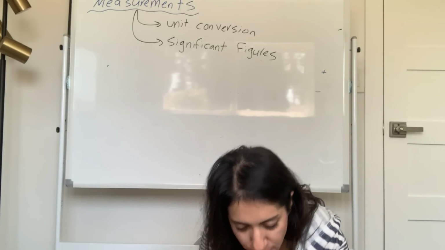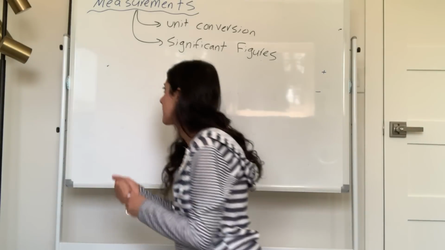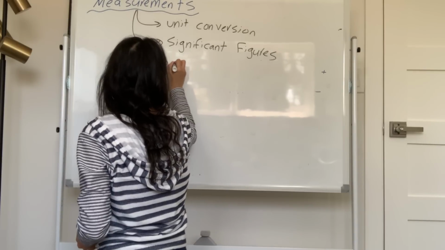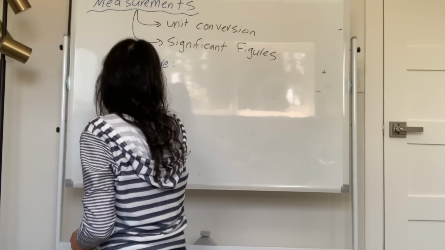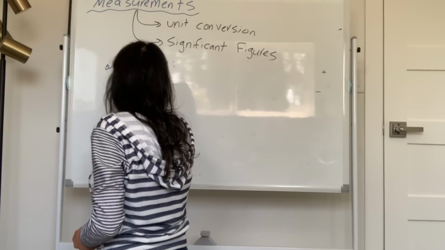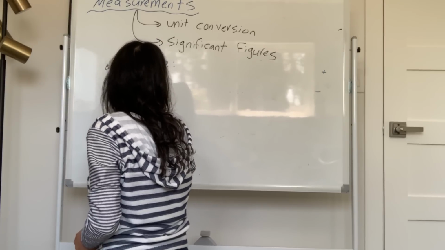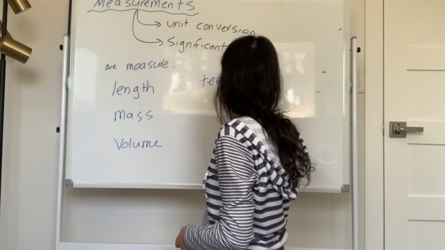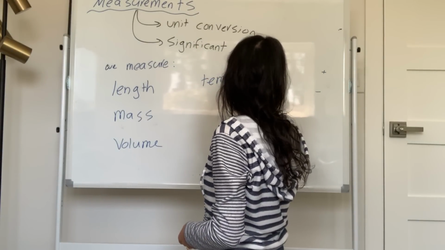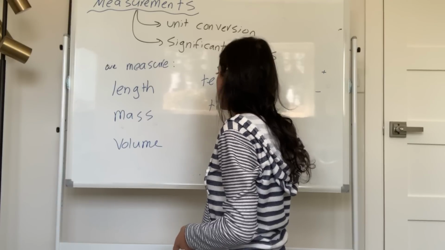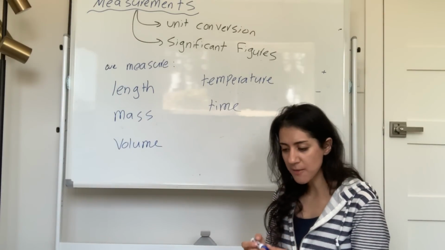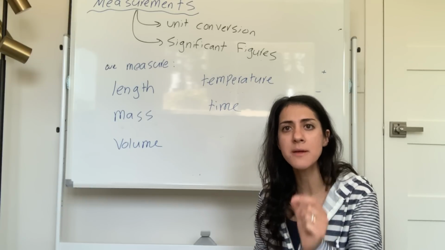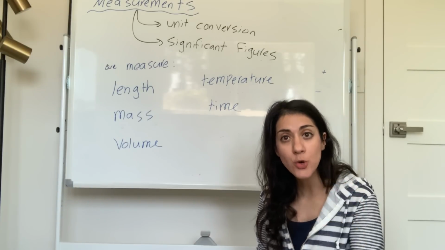There are 5 things that we measure on a daily basis. And again, shout it out to me, even though I can't hear you. We measure length. We measure mass. We measure volume on a daily basis. What else do we measure? We measure temperature. And we measure time. These are the 5 things we measure on a daily basis. And every time you measure something, you get a number. And a number means nothing without a unit.